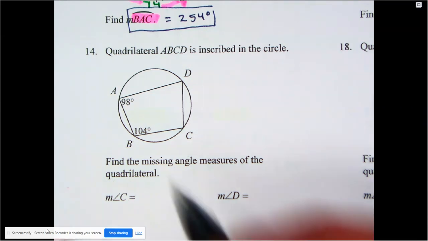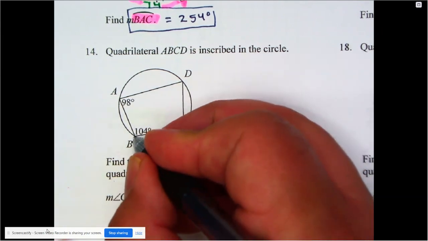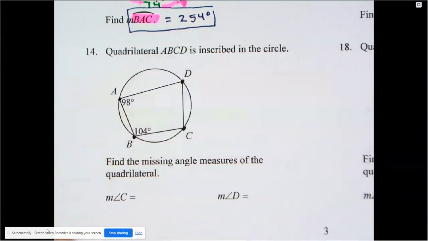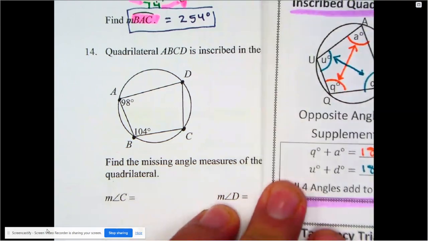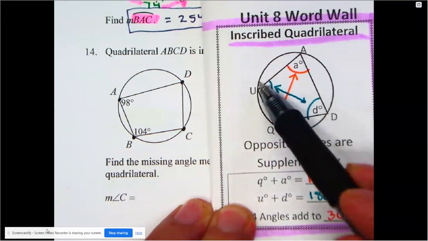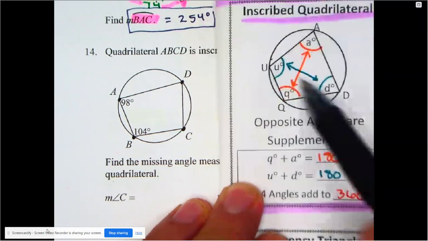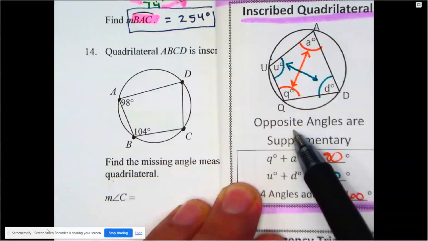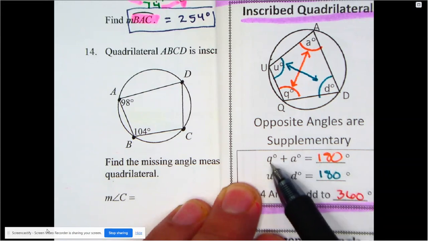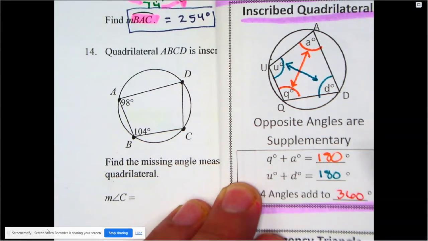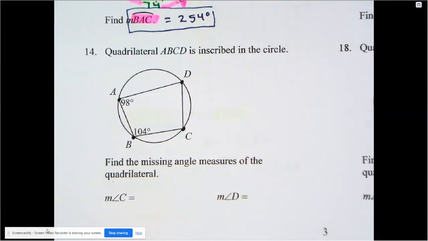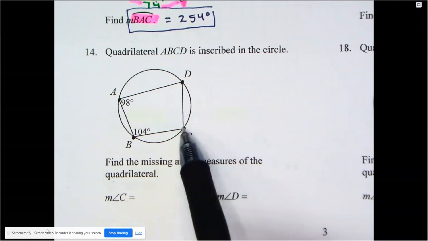Now notice, this is a 4-sided figure, and yes, 1, 2, 3, 4. It touches the circle 4 times, which means here comes one of our newest rules of the week. If it touches the circle 4 times, then the opposite angles are supplementary. So all I have to do is add them up and make it equal to 180. But again, it has to do with opposite angles. So they want me to find what C and D are.